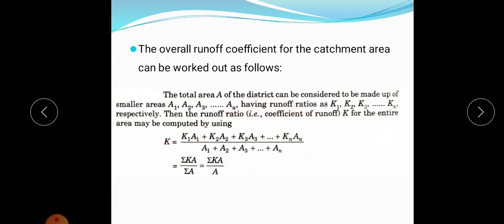That is, K is equal to K1A1 plus K2A2 plus K3A3 plus up to KNAN divided by A1 plus A2 plus A3 plus up to AN. That is, sigma KA divided by sigma A. Sigma A means total area A. So this is the procedure for how we calculate the coefficient of runoff if the total area is divided into small areas and each area has different values of K. In problems, this type of question will be asked.